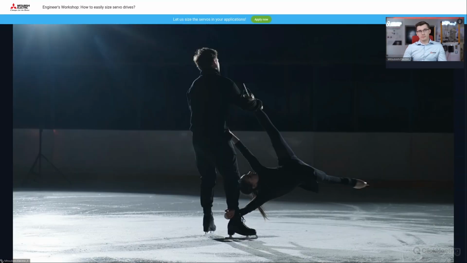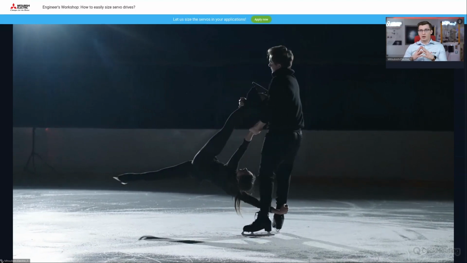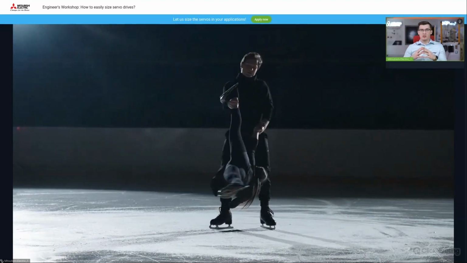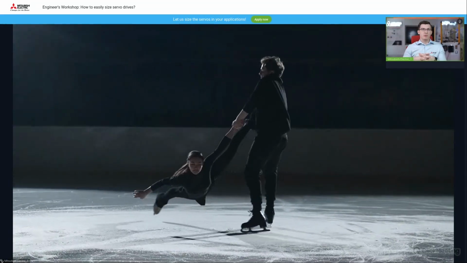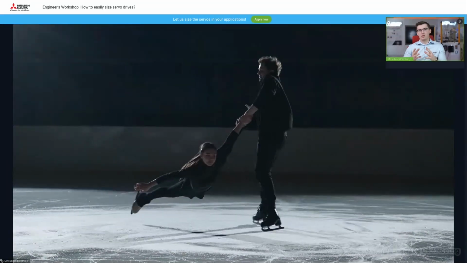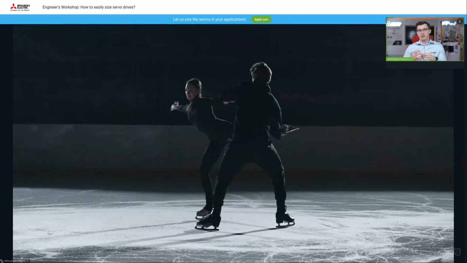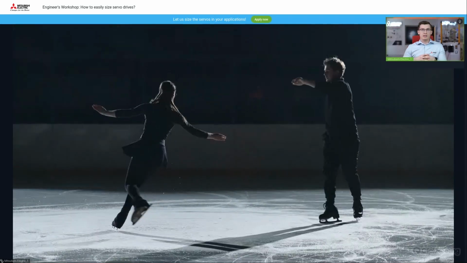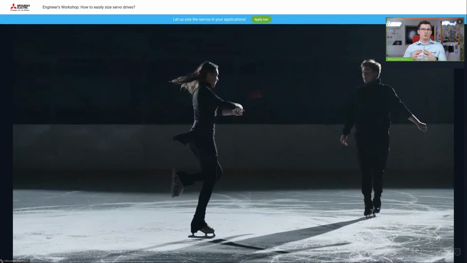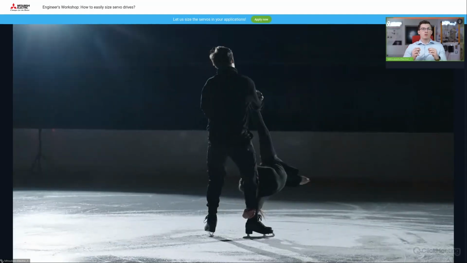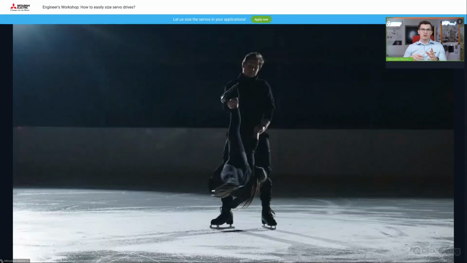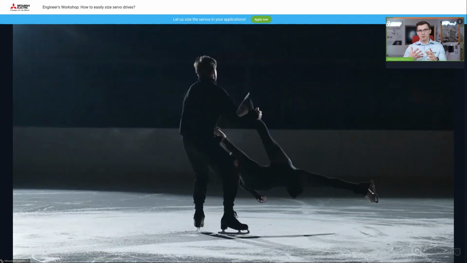So recently, a person close to me started to take an interest in figure skating. This is a discipline that you can see frequently at the Winter Olympics. And why did I find that this was a good analogy to explain the phenomenon of moment of inertia? Because moment of inertia in rotational motion is nothing more than mass in linear motion.